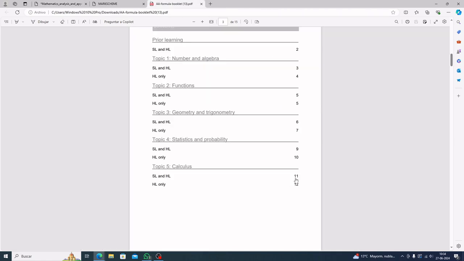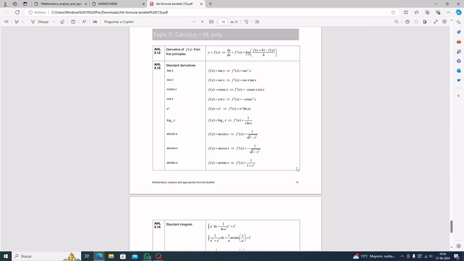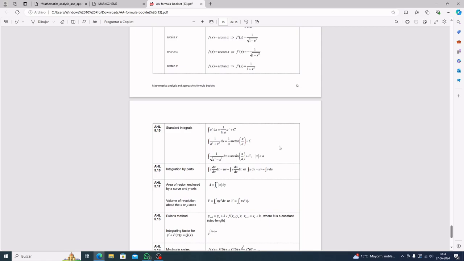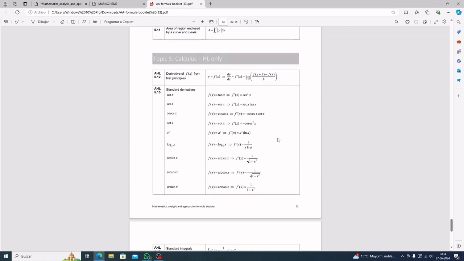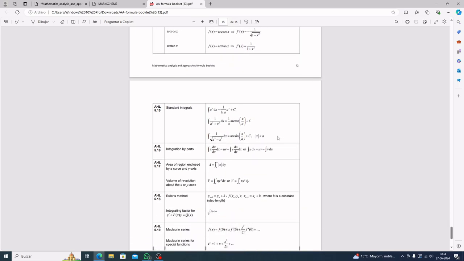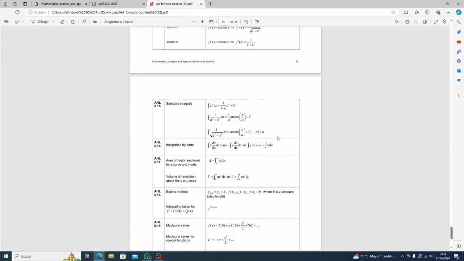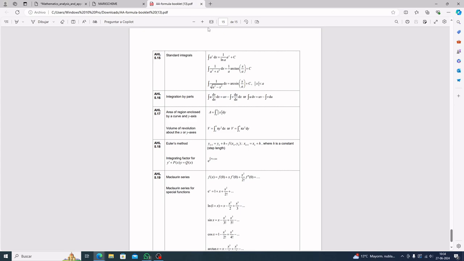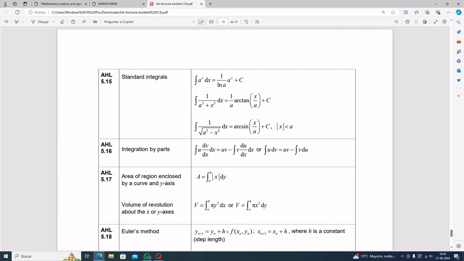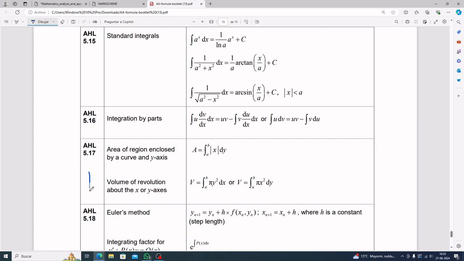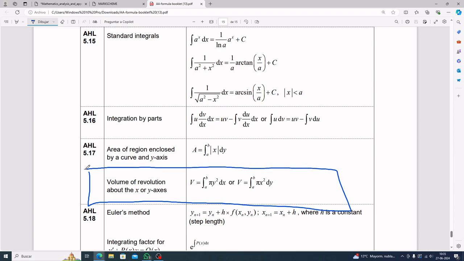So let's go to page 11 or 12, right? Well, 12 because it's HL only, and we're cool boys by now, see? So now that we're part of the cool team, we can look at all these integrals and tell ourselves, wow, why did I ever take Math HL? But you can also say, okay, there's one relevant thing here, which is hidden right there. This is the volume of revolution about the x or y axes.